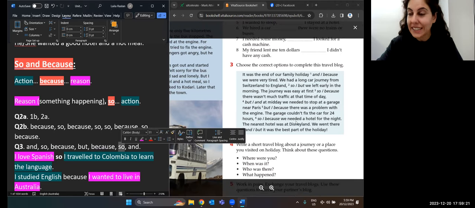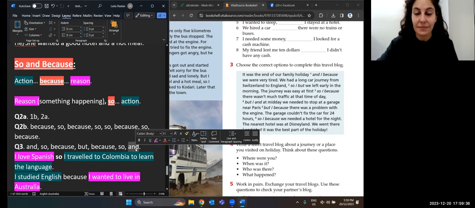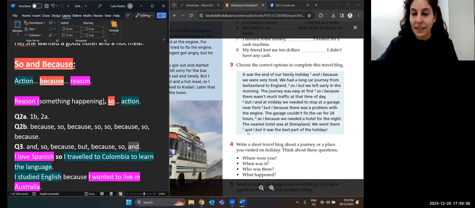So we needed, now I'm going to give the reason, the action. What did I do? So we needed a hotel for the night. The nearest hotel was at Disneyland. We went there. And no, I didn't change what I said before. We went there. If I said we went there, but then we got stuck on the road and couldn't get there, like, "but" must be against what you said before, but it didn't. It's another action. We went there and it was the best part of the holiday.